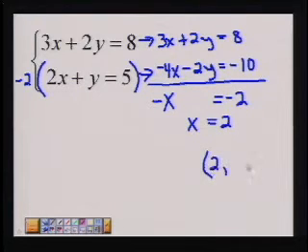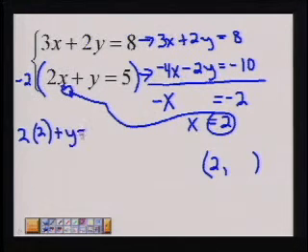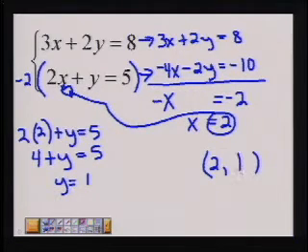Again, I now have one coordinate in my answer. I need to find the other, so I take this value and I substitute it in for x. So I get 2 times 2 plus y equals 5. So 4 plus y equals 5. And I subtract 4 from both sides and get y equals 1. So my solution for this system is the ordered pair (2, 1), which, as you'll notice, is the same value we got when we solved it by the other methods.